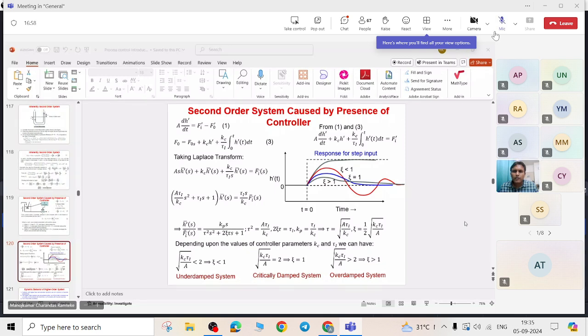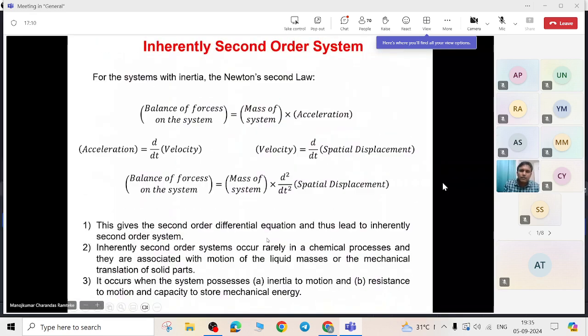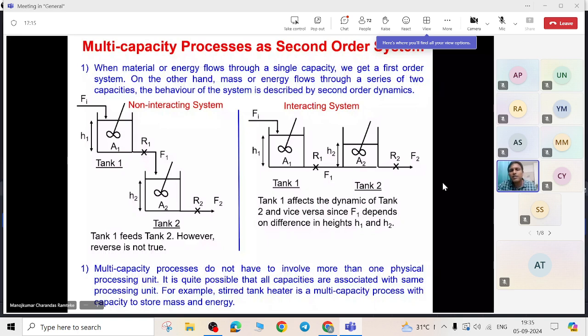Hello. Yes, sir. Okay. So let me start with what we started looking at in the last class. We started looking at the underdamped system, and after that we said we are going to look at some examples of overdamped, critically damped, and underdamped systems. Towards the end of the last class we started looking at the examples of overdamped systems.